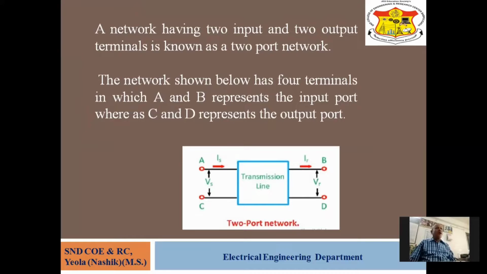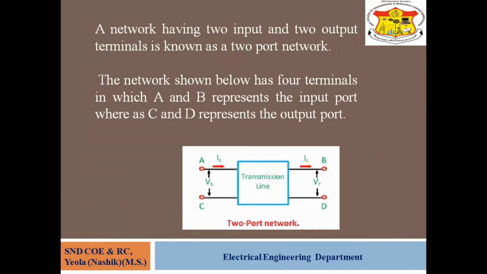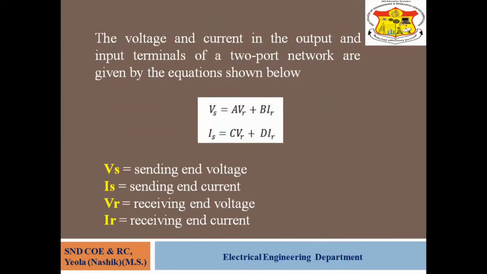A network having two input and two output terminals is known as a two-port network. The network shown below has four terminals, in which A and B represent the input ports, whereas C and D represent the output ports. Here, the two-port network figure is given. A and B represent the input terminals, and C and D represent the output terminals.